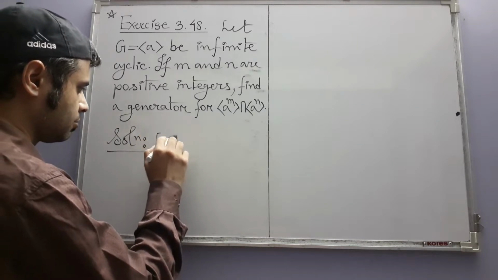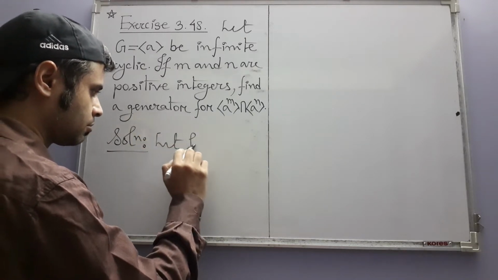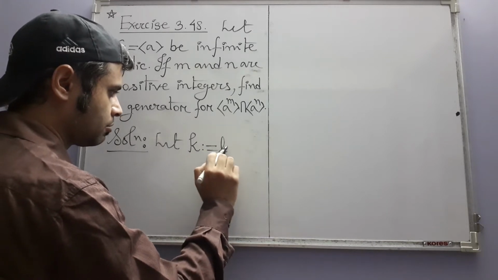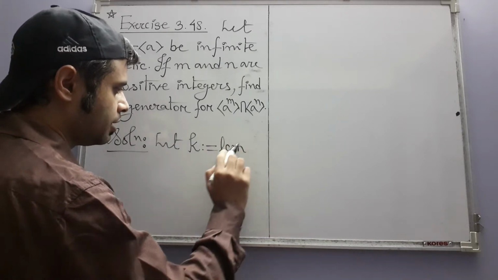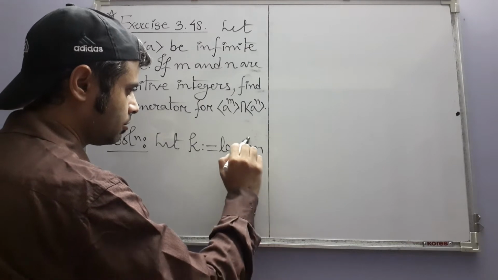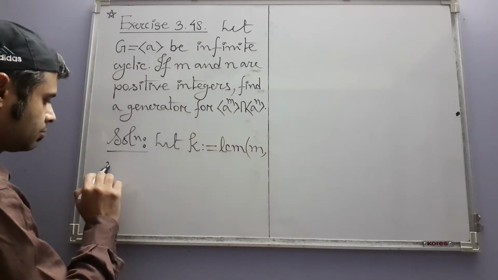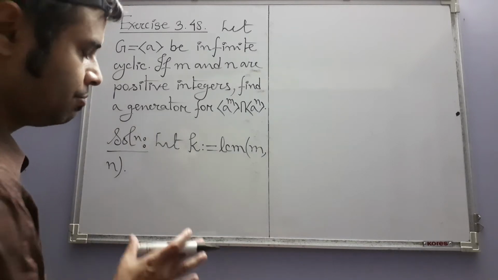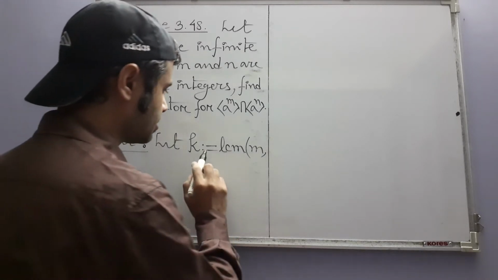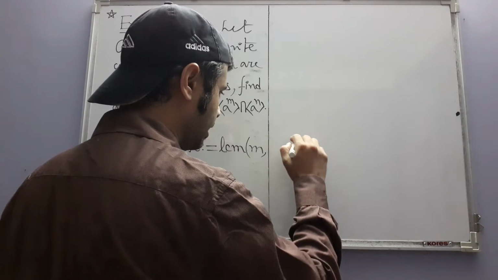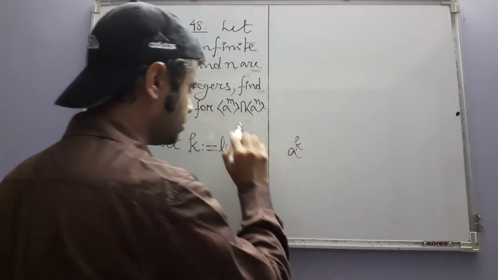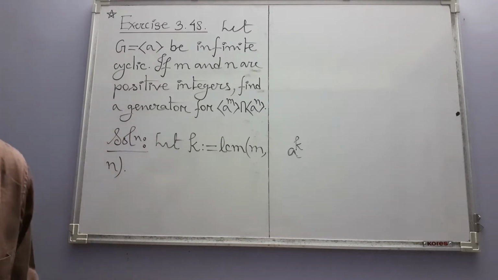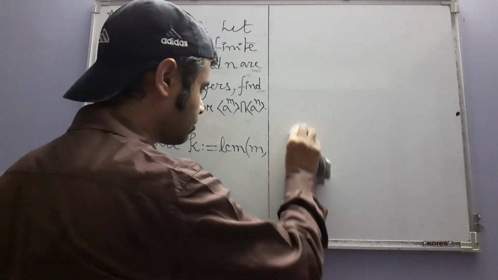Let K be the LCM of M and N. What we are now going to show is that A to the power K is a generator for this intersection. So let's see how that is possible.